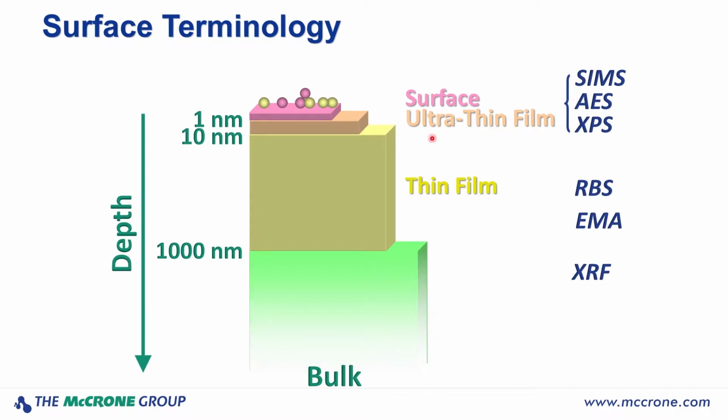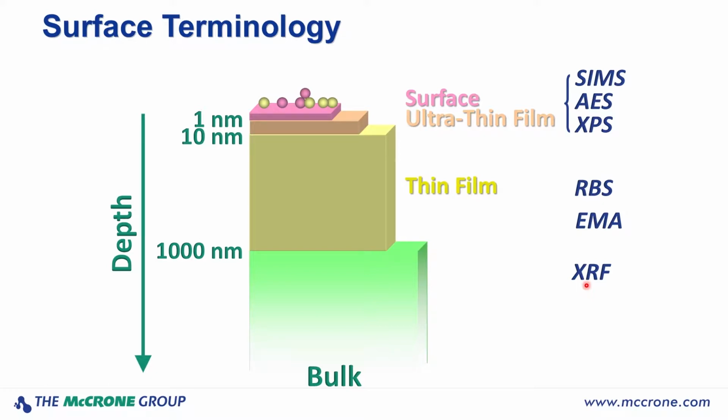Some of these same analytical techniques can be used to probe an ultra-thin film. As we get deeper, we get into the realm of thin film analysis, and here you can use techniques many of you are familiar with, including scanning electron microscopy and electron microprobe analysis. And then finally, as you get micrometers deep into a sample, you start to be able to use bulk analysis techniques like XRF to probe the material.